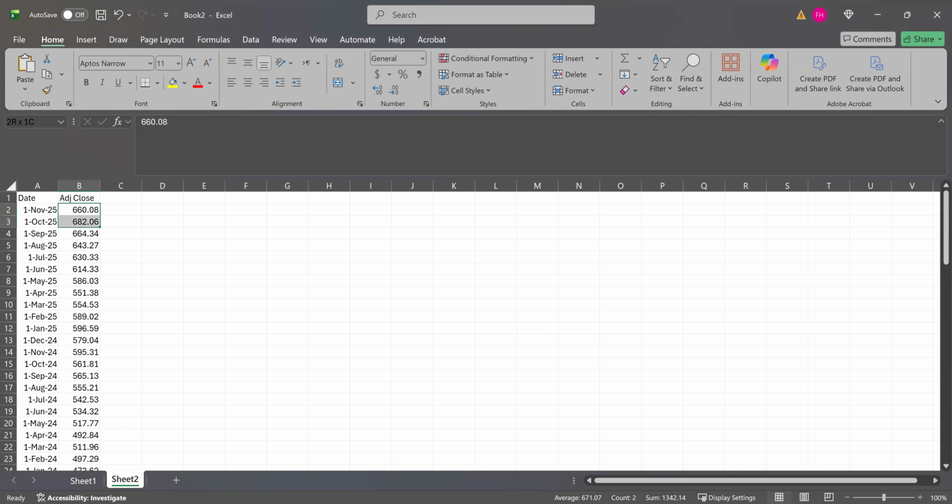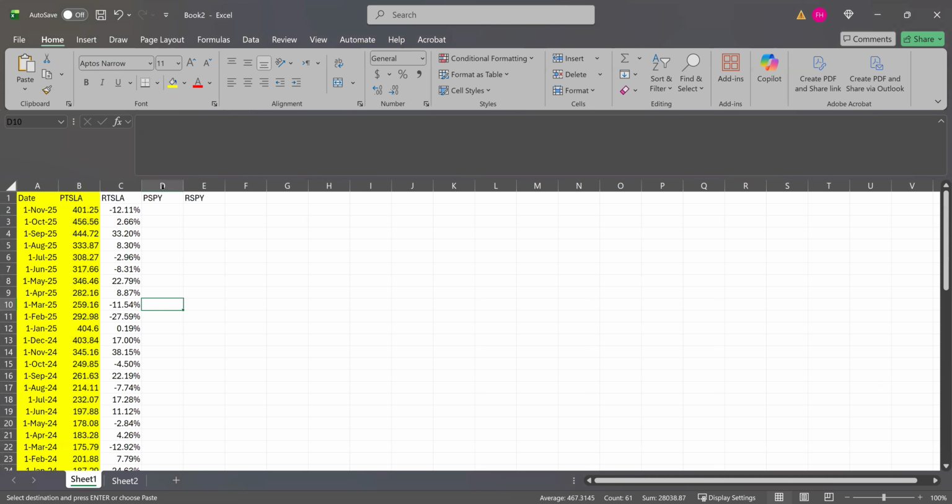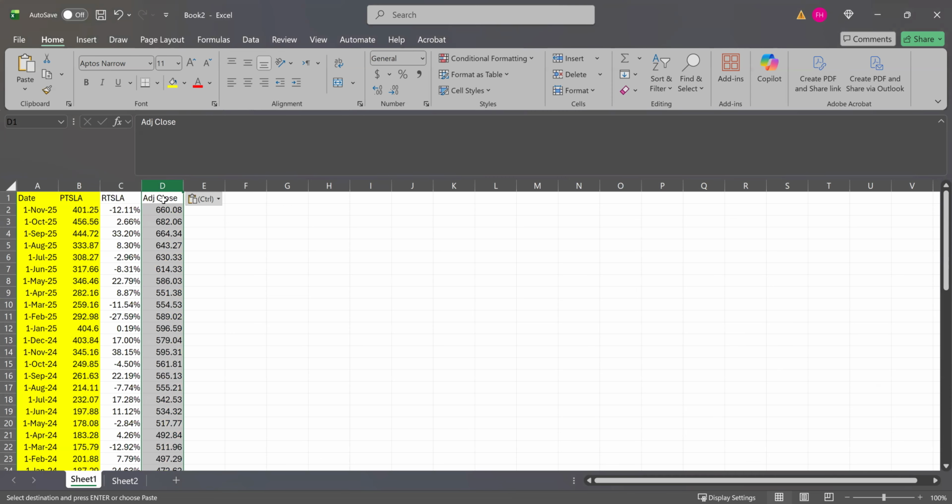Then I choose those cells, the adjusted close for the SPY, and I'm gonna paste those values here. So this is like the price for the SPY. For the return of the SPY, which is gonna be the market return, RM, I'm gonna compute it the same way as I did with Tesla. So it's equal to 660.08 divided by 682.06 minus 1. So negative 3%.